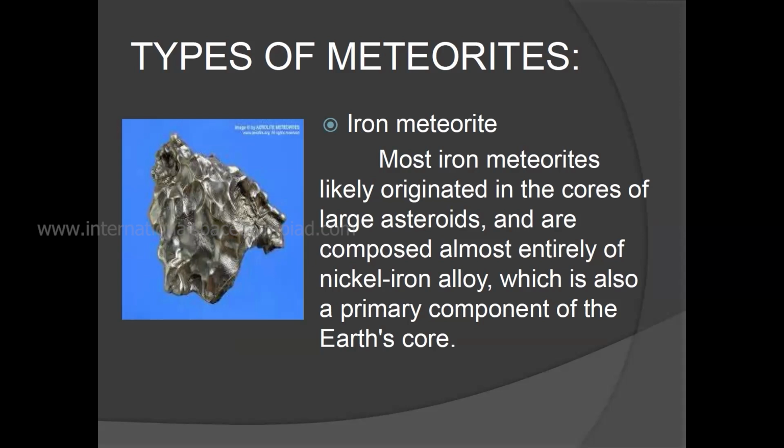And then there is the iron meteorite. Most iron meteorites likely originated in the core of large asteroids and are composed almost entirely of nickel iron alloy, which is also a primary component of the Earth's core.